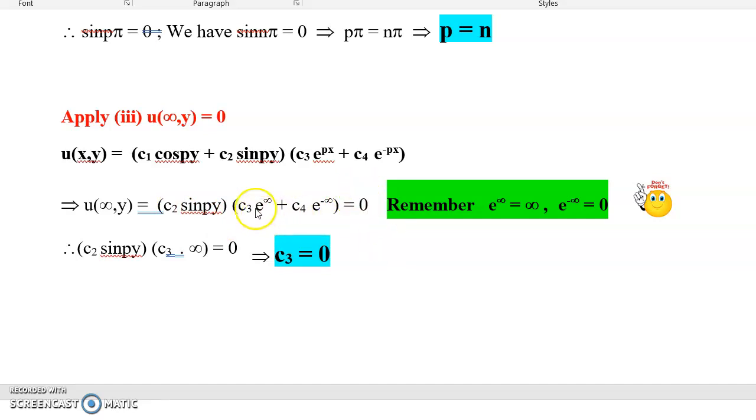Now let us substitute. What is e^∞ and e^(-∞)? You should remember these basic values of the exponential. e^∞ is infinity, and e^(-∞) is 0. When you substitute, this term will become 0. So here you will have C3 into e^∞, which is infinity. And the condition says the final answer has to be 0. Only when you have 0 into infinity will that make 0. So from here you get C3 has to be 0. This is the third result.